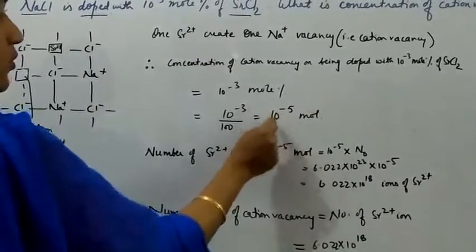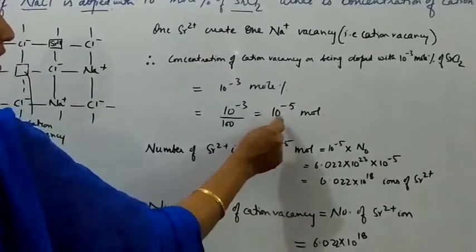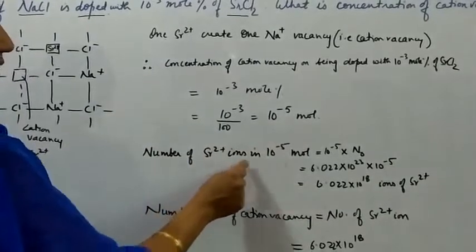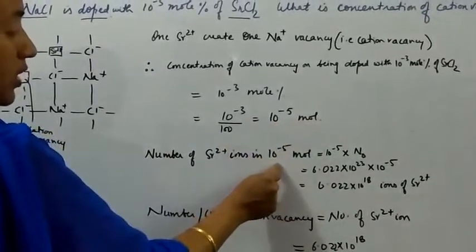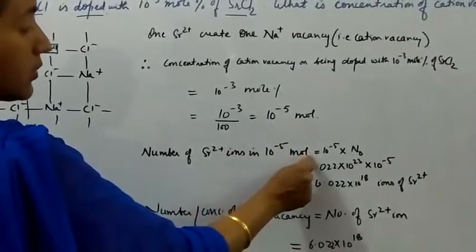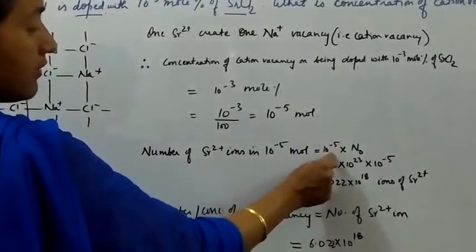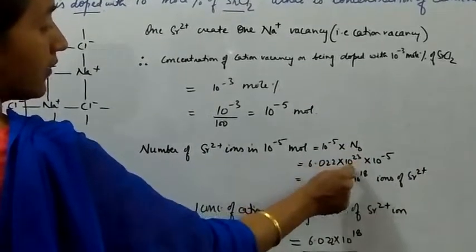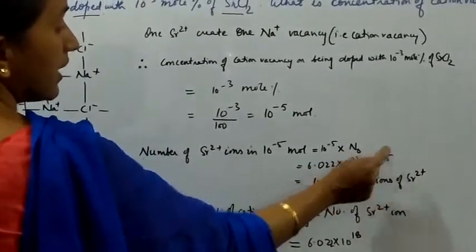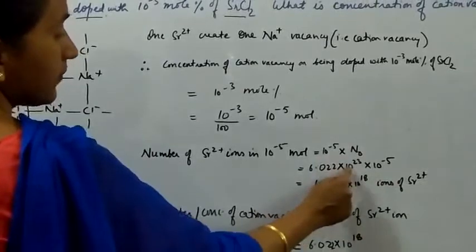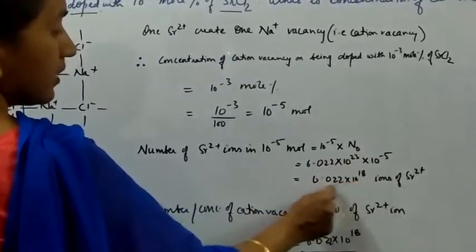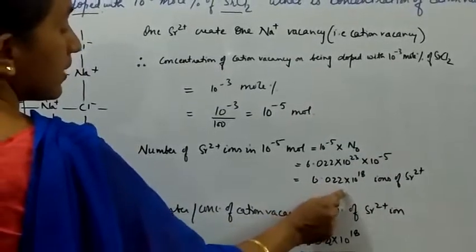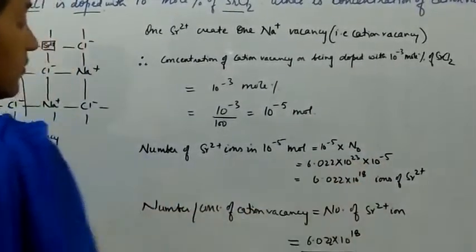This is in terms of mole. We have to get it in terms of the number. So the number of strontium ions in 10 raised to power minus 5 mole will be how much? It will be equal to 10 raised to power minus 5 into Avogadro's number, which is 6.02 into 10 raised to power 23, into 10 raised to power minus 5. We will get 10 raised to power 18. So how many ions are there? It is 6.02 into 10 raised to power 18 ions of strontium that will be present.